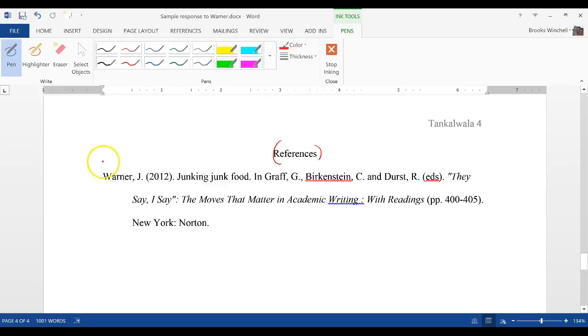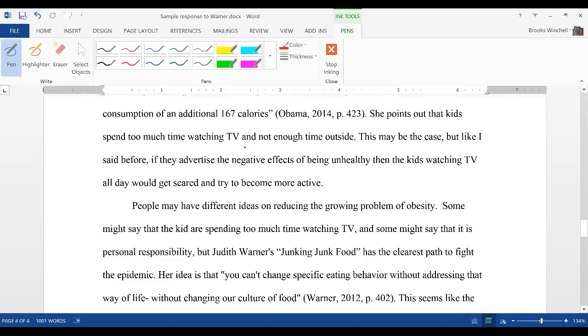If you're citing Warner, this is exactly how you want to do it, just like we talked about in the last lesson. It has the author, the year, the title, and then it has the editors, and then it has the name of the book, the page numbers, and the place of publication, and the publisher. So definitely make sure you add a reference page onto yours as well.